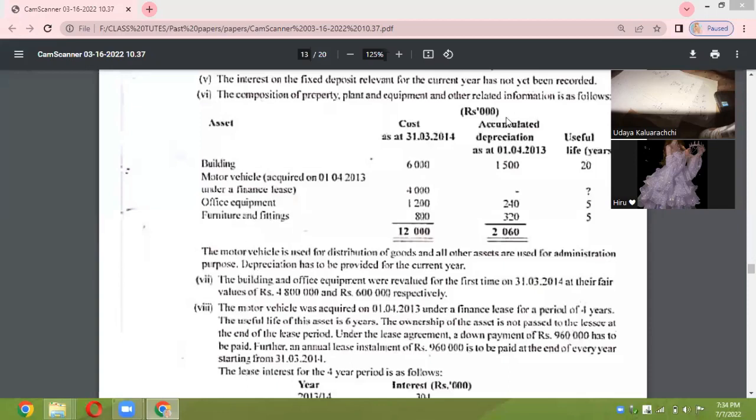Then look at the date here. It is the opening date, right? Sorry, it is the closing date, 31st March 2014. It is the closing date. Then accumulated depreciation as at opening date.